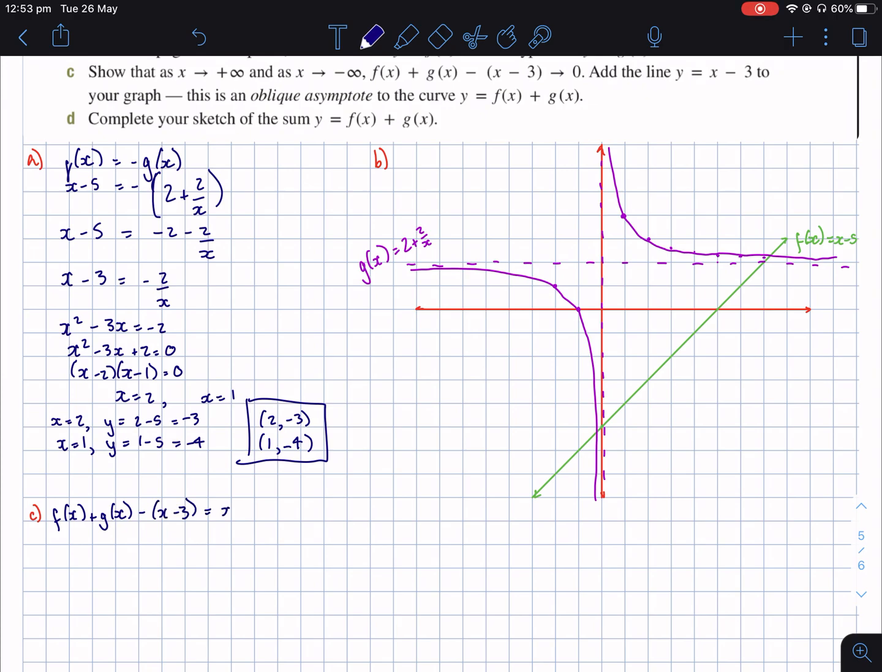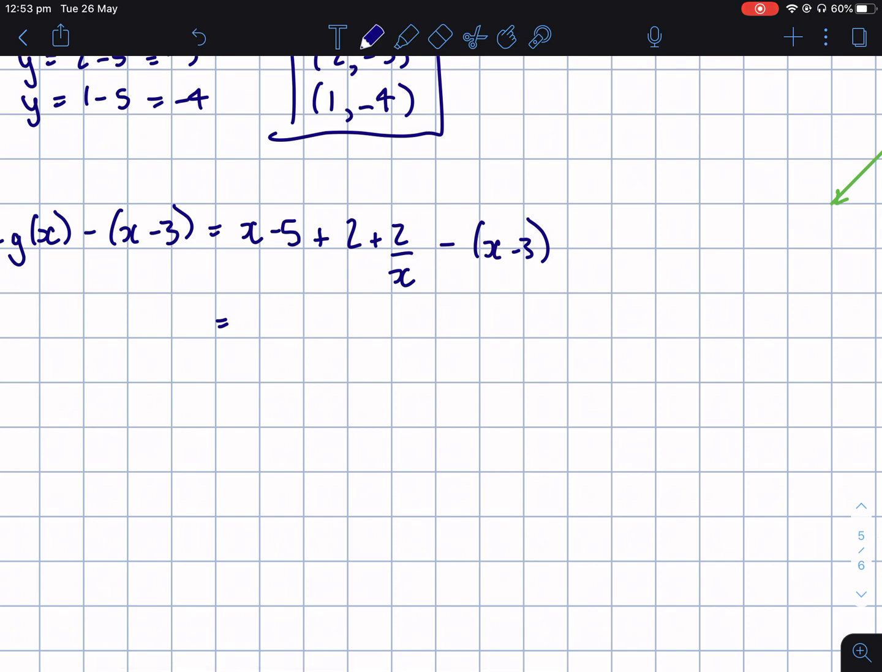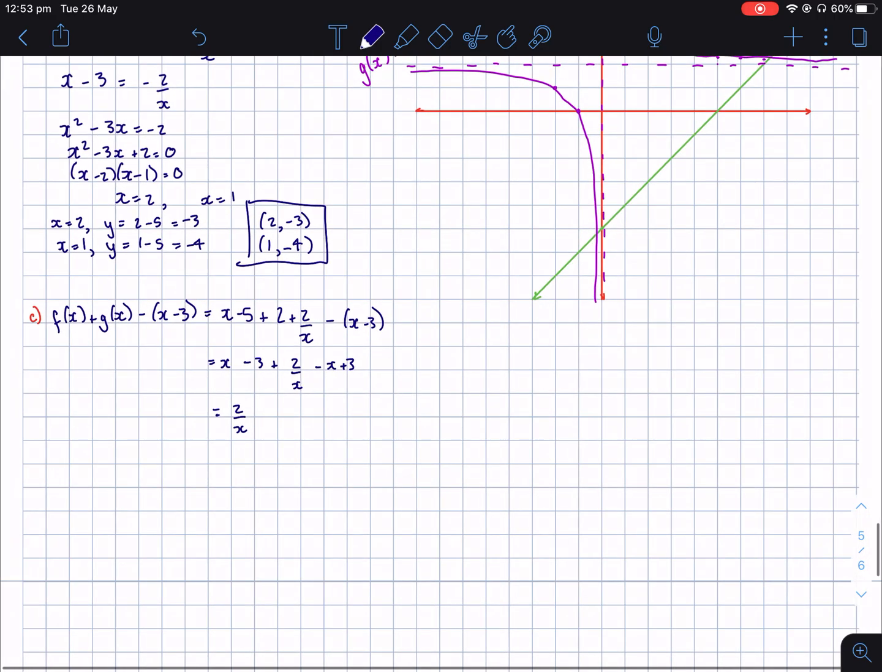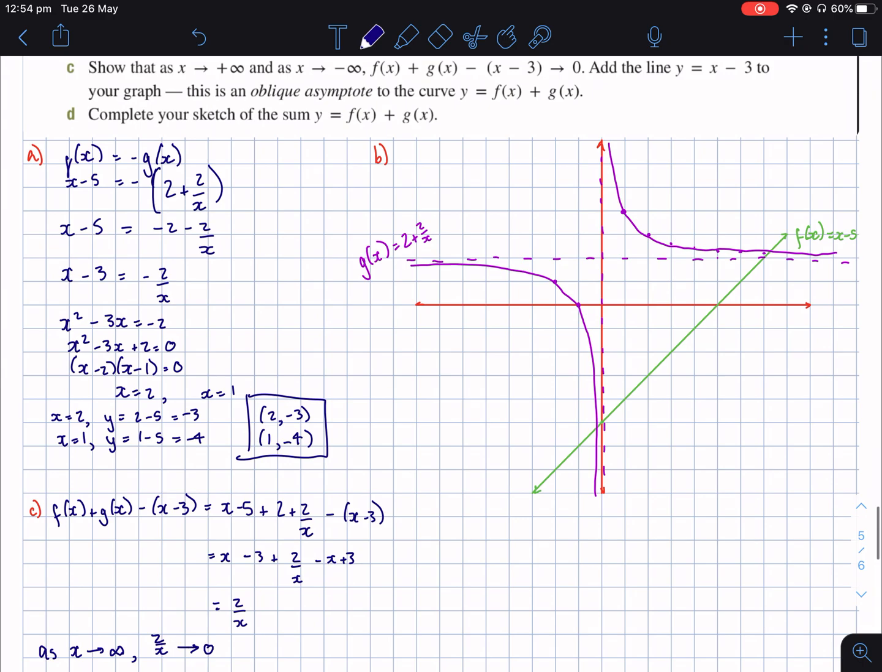it's the same as x take 5 plus 2 plus 2 on x take x take 3 equals, what's that going to come out as? X take 3 plus 2 on x take x plus 3. The x's disappear, I'm just going to get 2 on x. So as x tends to infinity, 2 on x is going to disappear, dividing by bigger and bigger numbers. So add the line x take 3 to your graph.